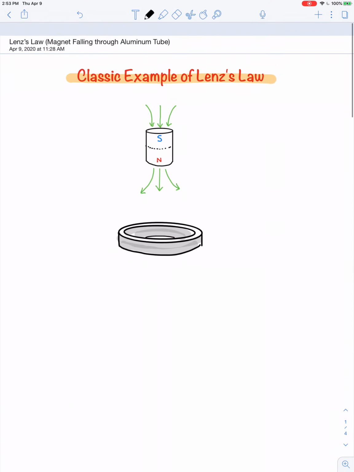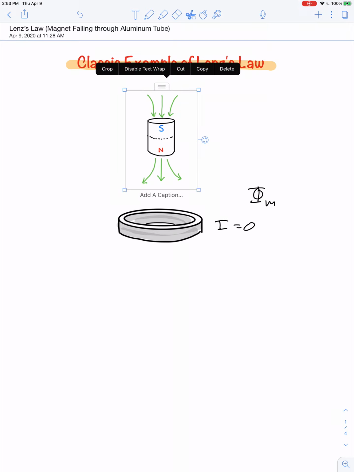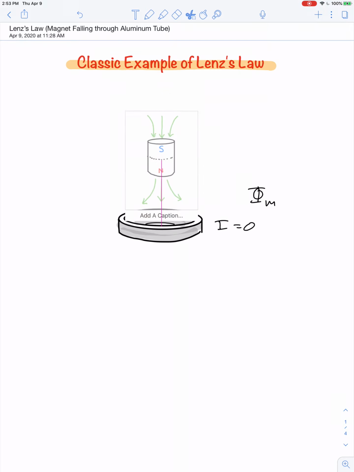So if you were just to hold this magnet in place, if this magnet doesn't move, then there's a steady amount of flux, and a steady amount of flux doesn't generate any voltage at all, and so no current flows in the ring and there's no interaction. It's only when the magnet is in motion that a change in flux takes place. So the flux is increasing, increasing, increasing. At this instant, the flux has reached its maximum value.